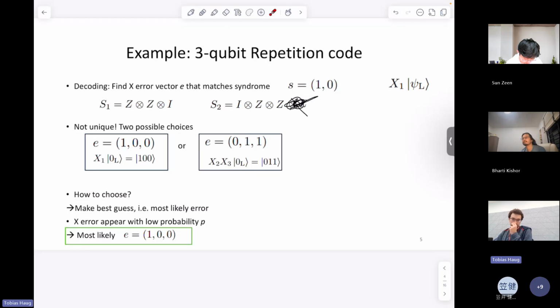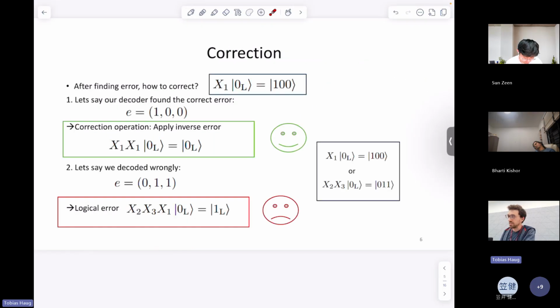Okay. Now we have to make an assumption. We assume that the error in your system is kind of low, right? So we kind of assume that, let's say, an X error happens with some probability P, and let's say the probability P is smaller than 1/2. So it's relatively low. In this case, the most likely error is the error with the lowest weight, right? Because, yeah, we assume that usually very few errors should happen. So I mean, the most likely error is the error with the lowest weight, so the error 1, 0, 0. Okay, perfect. So we can guess what is the error that likely has happened.